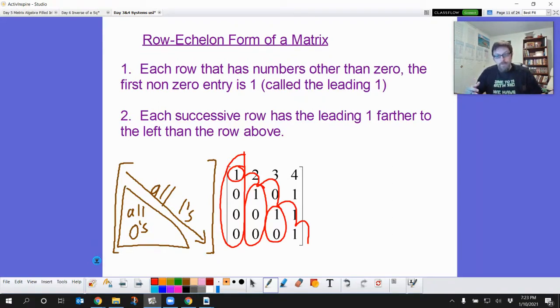However, that's not going to solve your system. So what you'll be seeing in the next day's videos is getting it into reduced row echelon form.